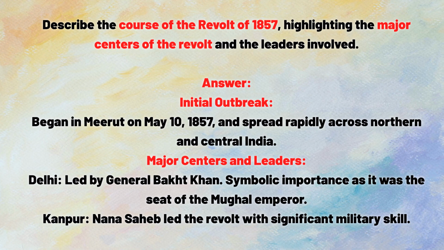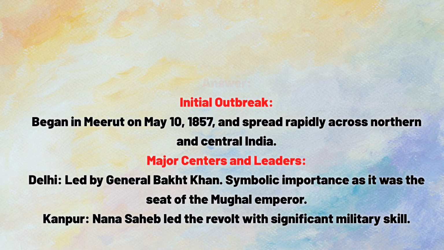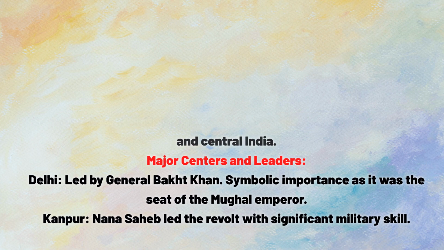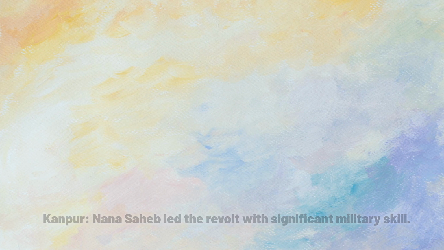Major centers and leaders: Delhi, led by General Bakht Khan. It had symbolic importance as it was the seat of the Mughal Emperor. Kanpur, where Nana Saheb led the revolt with significant military skill.